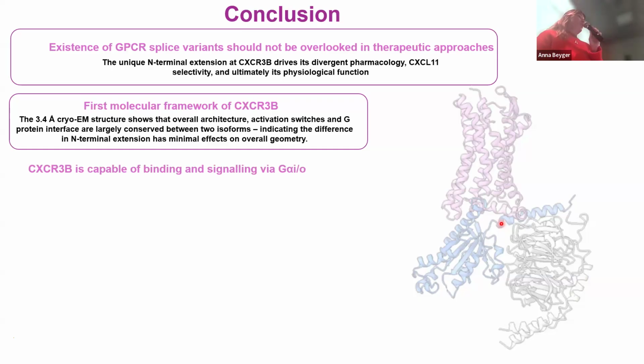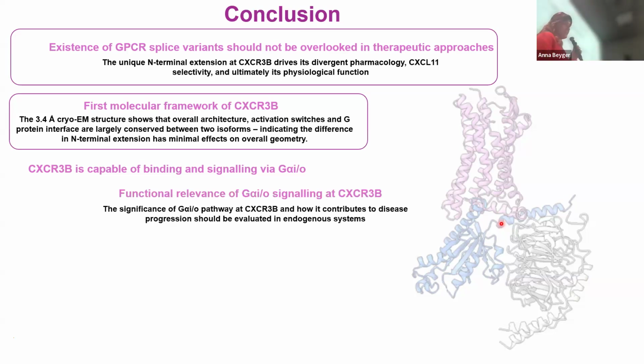We also, importantly, showed that CXCR3B is capable of recruiting G-alpha-i/o proteins, which contrasts with previous literature, which strongly indicates that this doesn't happen, and that this receptor exhibits more atypical chemokine receptor properties, where most of its physiological function happens through beta-arrestin pathways. However, while we show this in our system, it's obviously all artificial. So the next logical step would be to really see what the functional relevance of this G-alpha-i/o signaling pathway at CXCR3B is, and see how it really contributes to disease progression by looking at endogenous systems.